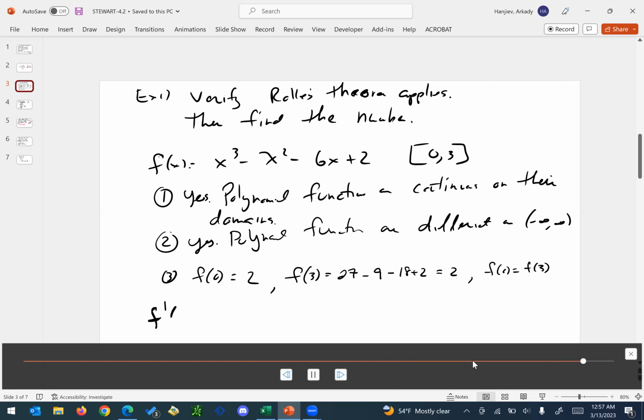Okay, so if that's the case, let's take a derivative. What is the derivative of the function? All right, it is 3x squared minus 2x minus 6. That is the derivative. Okay, so now the question is this. Rolle's theorem says if it meets the conditions, there has to be a C value where the derivative is equal to 0. It must be true in here. So your job is to find it. Go for it. Can you find it?